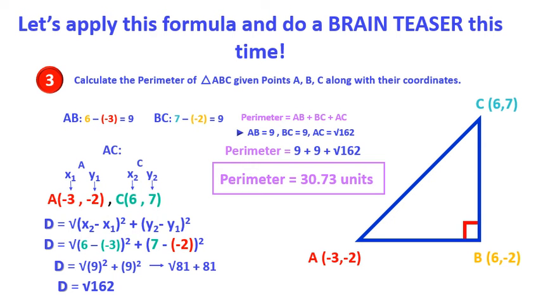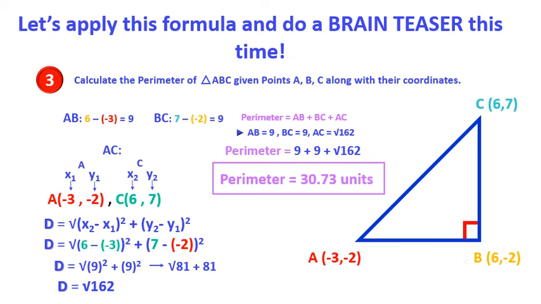Now let's apply this formula and do a brain teaser this time. Number 3, calculate the perimeter of triangle ABC given points A, B, and C along with their coordinates. To calculate the perimeter, we simply add up the 3 edge lengths of the triangle, which would be in this case line AB plus line BC plus line AC.